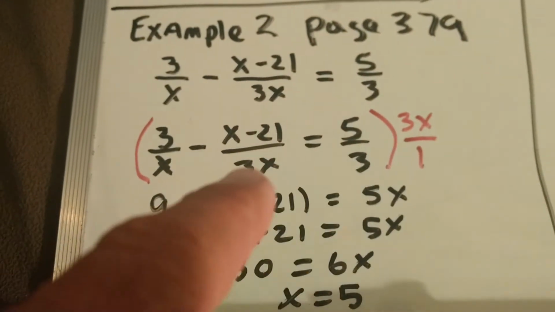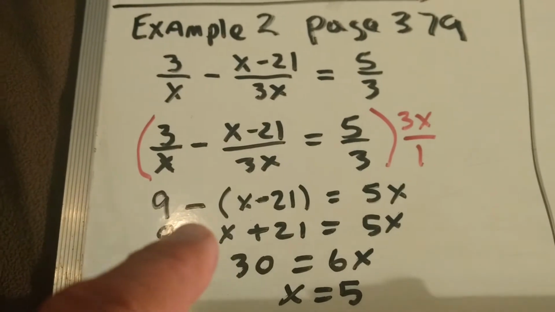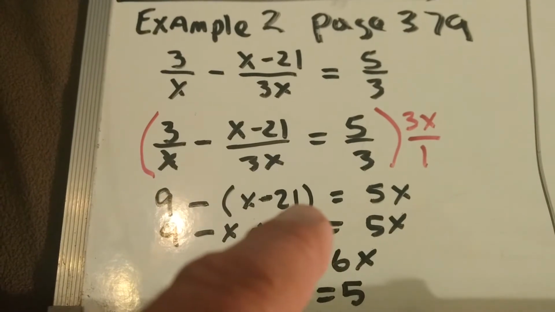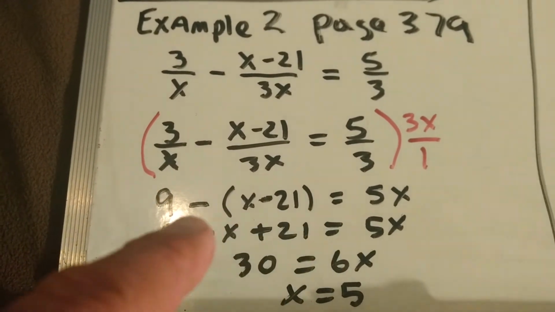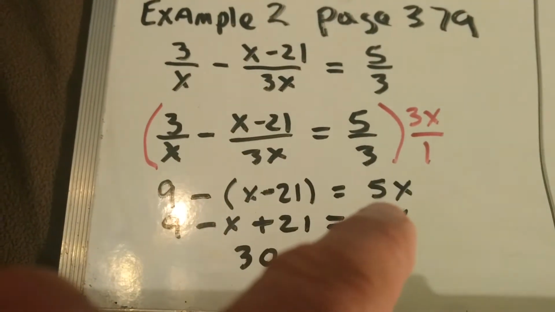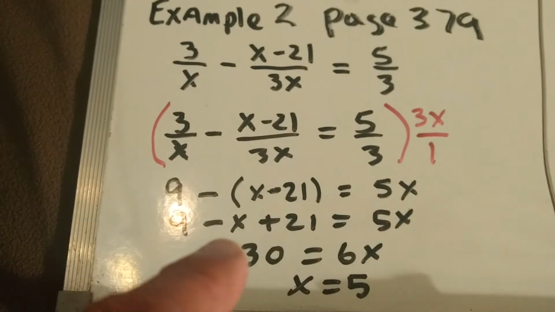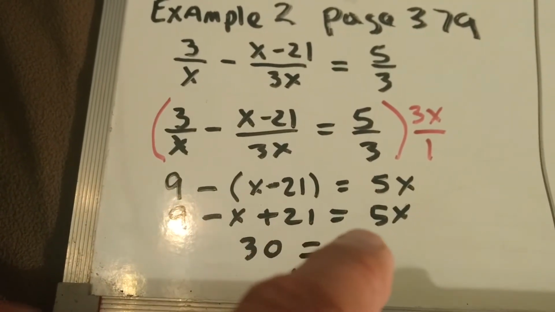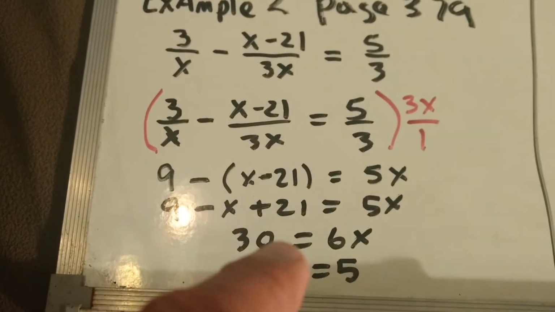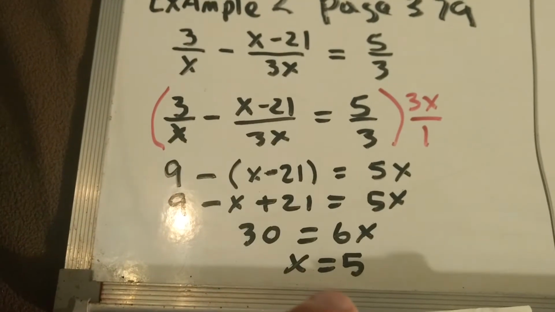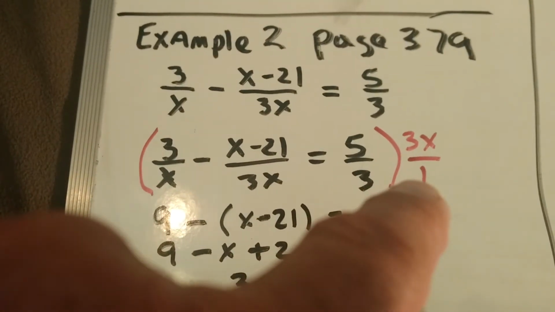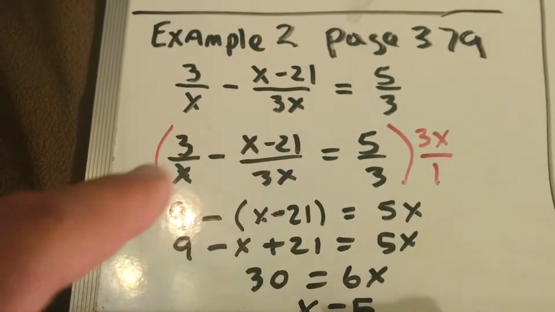If I come over here, 3x divided by 3x cancels. It leaves me a minus. And I put parentheses around the x minus 21 because I got to distribute this minus sign to both. So the parentheses are just there to remind me that it's got to be distributed to both. Come over here, the 3's cancel, I get 5x. Distribute this negative, I get 9 minus x plus 21 equals 5x. Here I'm going to add the x over and get 6x. Combine like terms and get 30, divide by 6 and I get x equals 5. So see, the hard part to this is just getting the least common denominator and then multiplying through the whole equation.